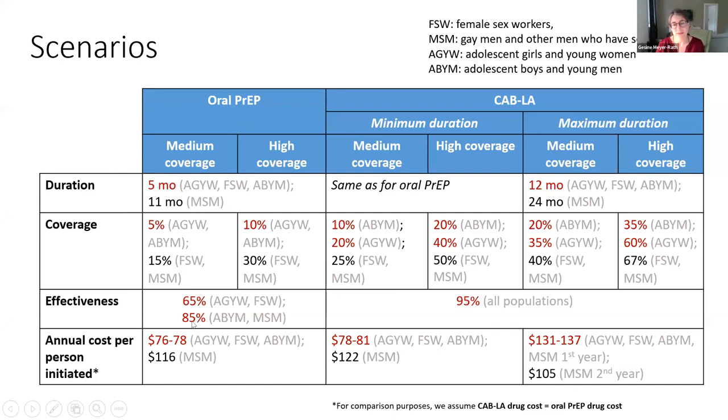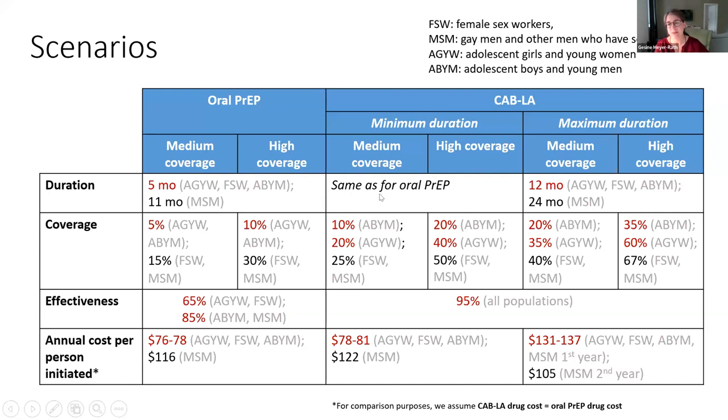We have the effectiveness that we have for oral PrEP from the trials, and this is our annual cost, lower than what I presented just now, because here we are assuming only 5 months for these folks. For Cabalet, we don't just have a medium and high coverage scenario, where we are looking at between 10-20% coverage, going up to 20 and 40%. We also have two different duration scenarios, and that's important.